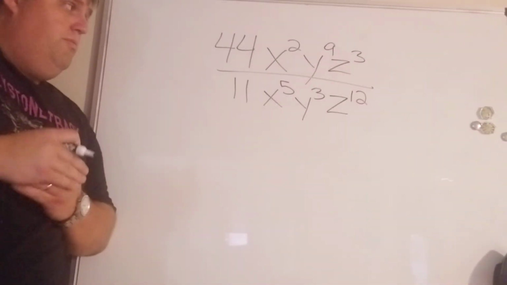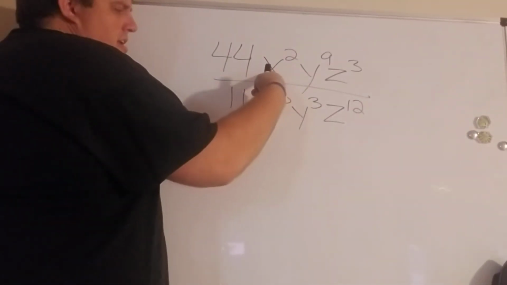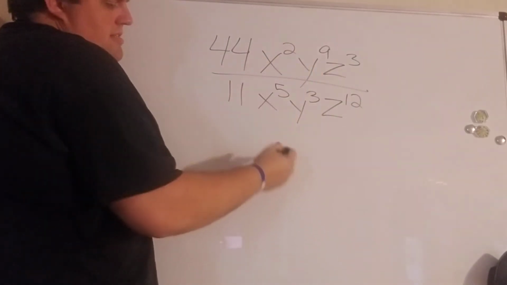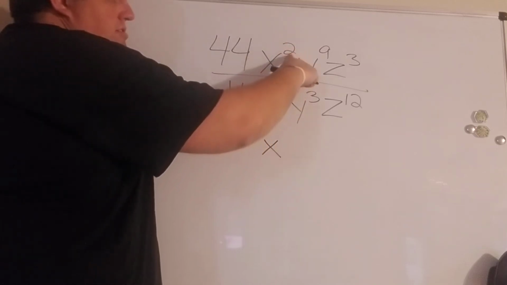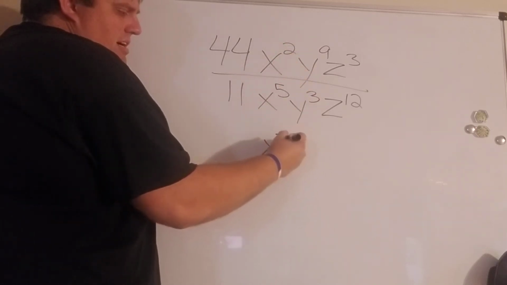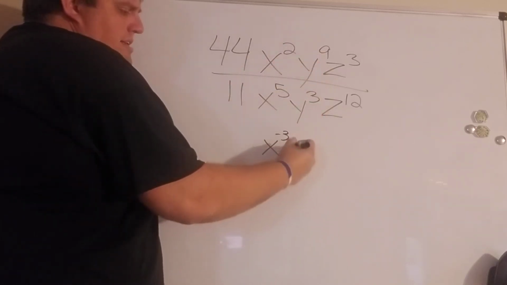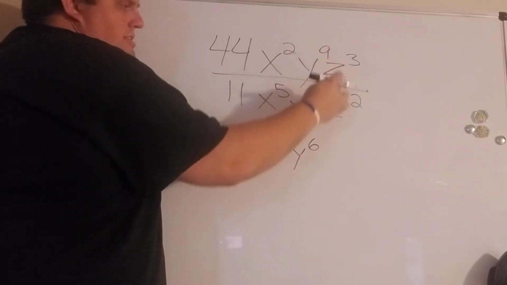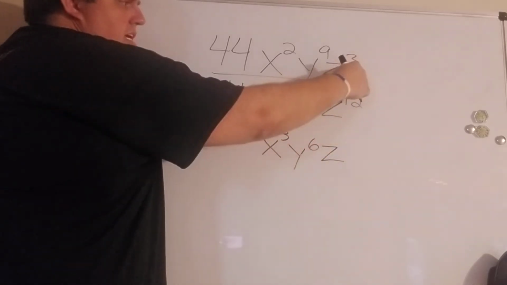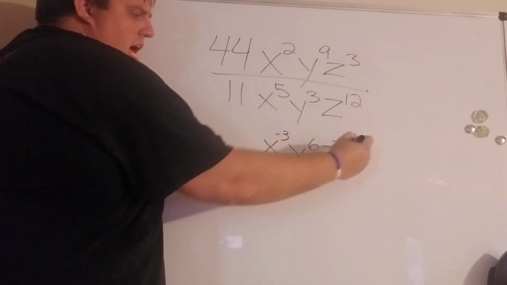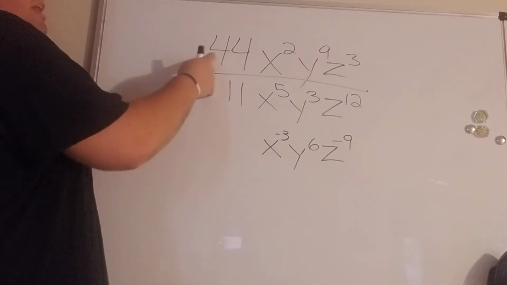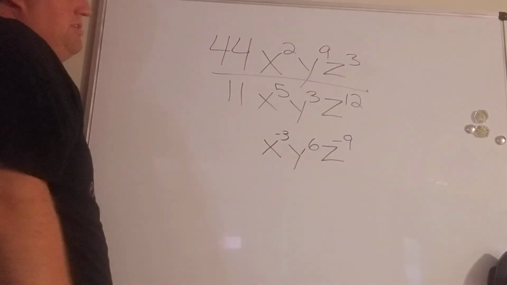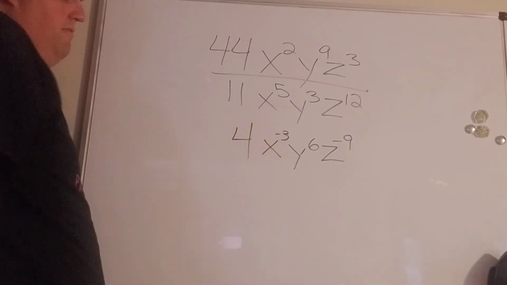So what I'm going to do is same idea. If they have the same base, we know we can keep the base, subtract their exponents, but we need to make sure we go top down. So 2 minus 5 is x to the negative 3rd. Y's, keep the y. 9 minus 3 is y to the 6th. And z's, keep the z. 3 minus 12 would be negative 9. And then 44 and 11, they don't have the same base, so we're just going to divide those two because that's what the problem says, and that would give me a 4.